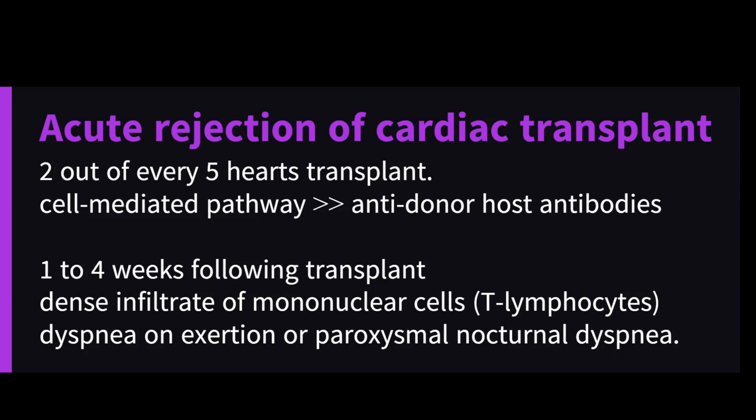In rare cases, cardiac rejection is due to antidonor host antibodies, and cases of humoral rejection are diagnosed by direct immunofluorescence. The clue that indicates that this patient is experiencing acute rejection is the time frame of symptoms 2 weeks post-transplant, because acute rejection usually occurs 1 to 4 weeks following transplant.